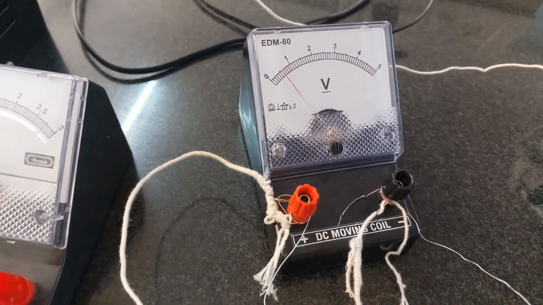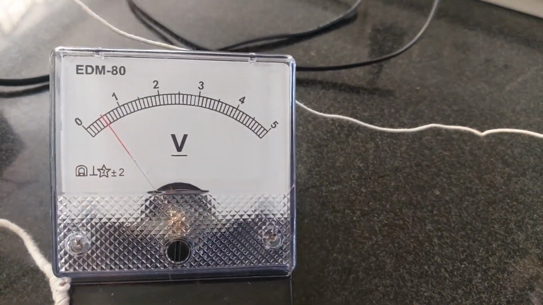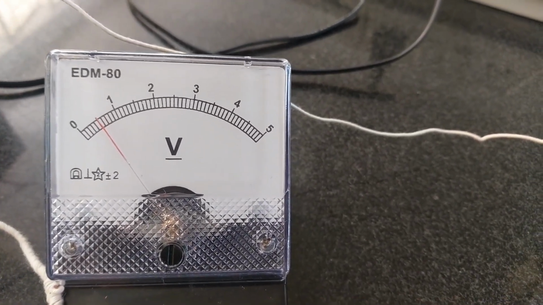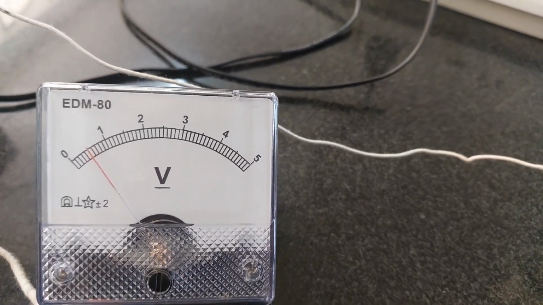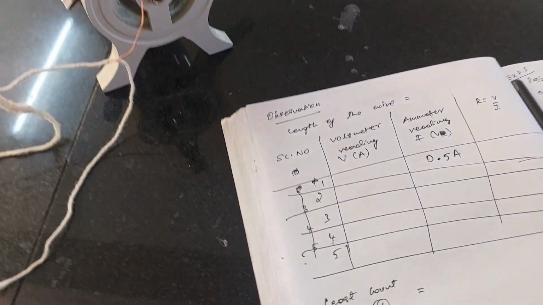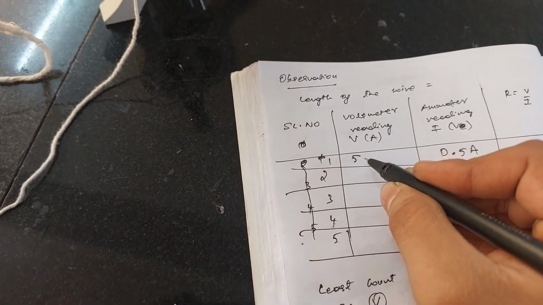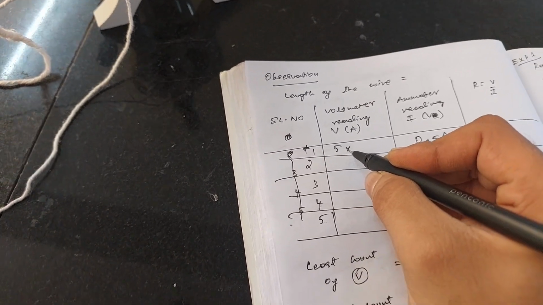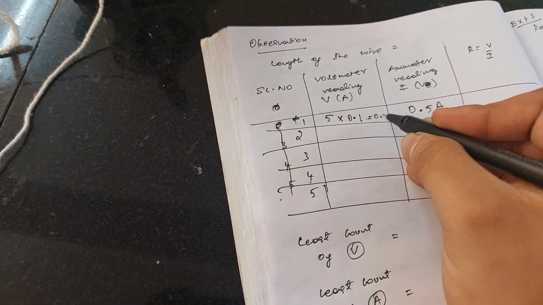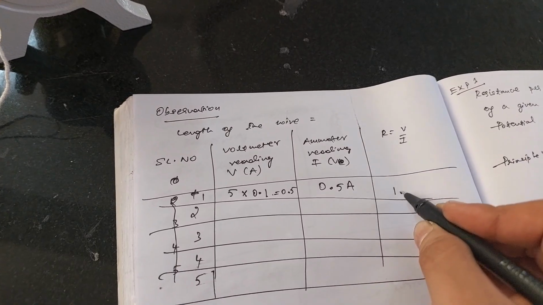Now correspondingly, what is the reading in the voltmeter? How to find it out? As you can see, first measure the number of divisions from 0. The needle is at the 5th division from 0. That means the voltmeter reading would be 5 into the least count. Least count of the voltmeter, as I told you, is 0.1. So my reading will be 0.5. So from R is equal to V by I, I'll get 1 ohm.